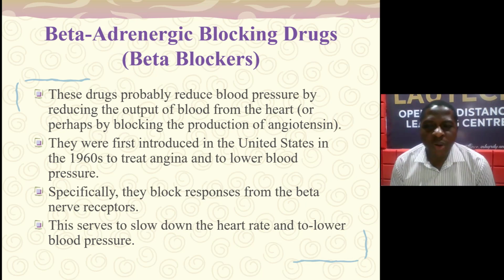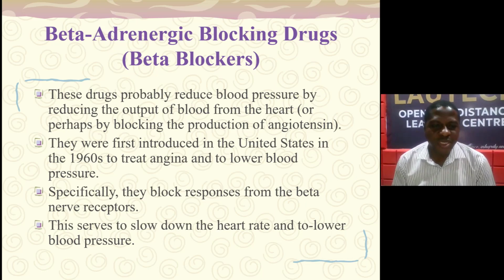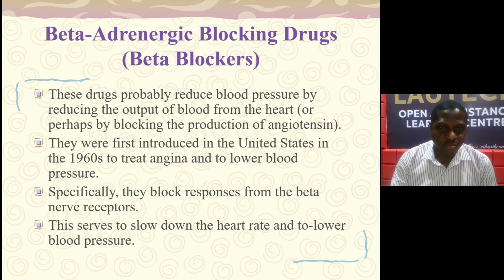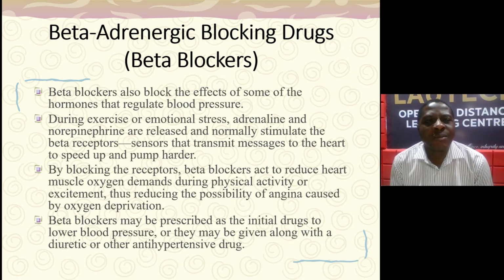Specifically, they block responses from the beta nerve receptors. This slows down the heart rate and lowers blood pressure. So this is the mode of action. Beta blockers also block the effect of some of the hormones that regulate blood pressure.